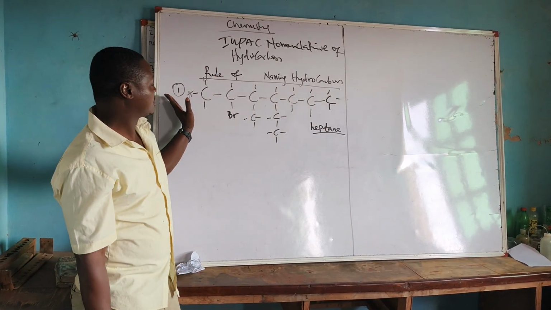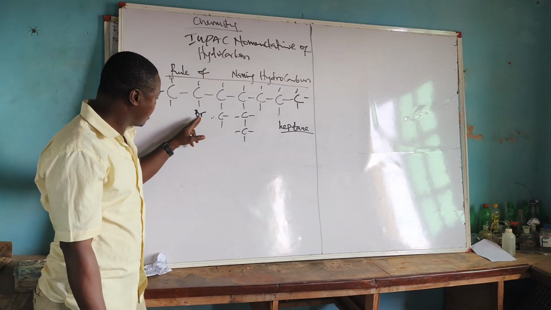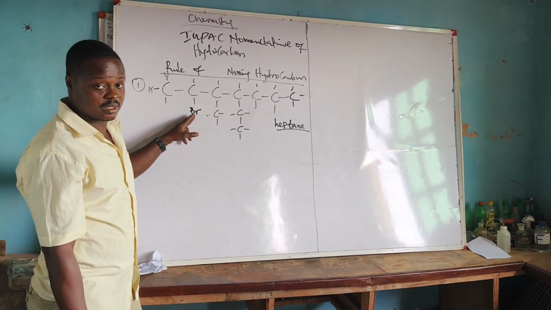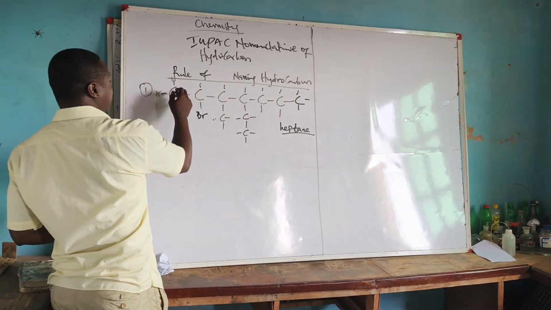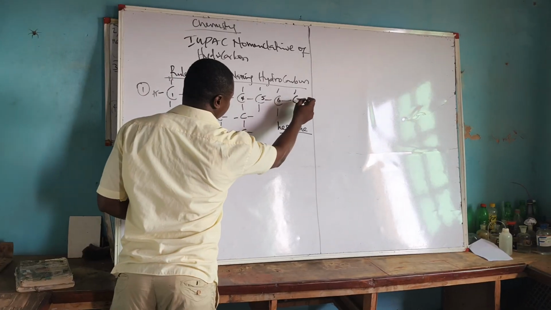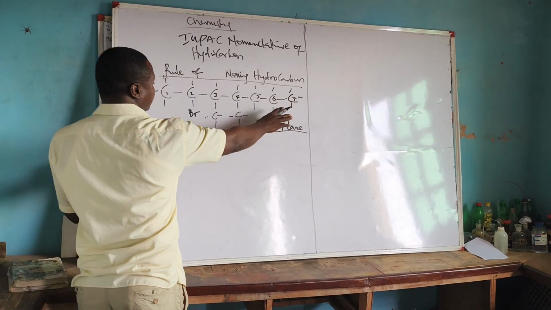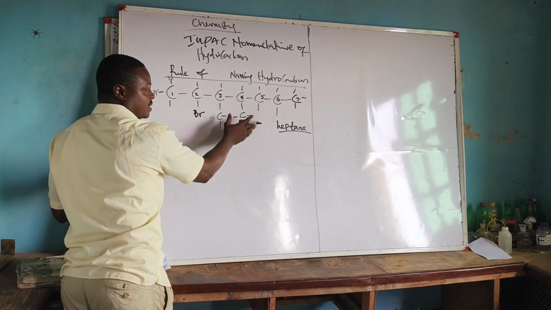We start from the left. We have 1, 2. So that gets us faster, or closer, to the substituent. That means we have to number from this side. So numbering our carbon, we have 1, 2, 3, 4, 5, 6, 7. With this, you will now have to name the substituent and the branches.